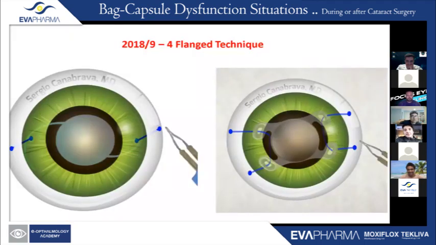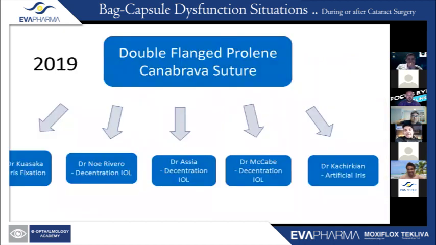Then, late in 2018 and 2019, I had the idea to do the four flanged, first with a single piece PMMA and then with a 4 eyelets foldable IOL. Then, why did it change the game? Only in 2019, more than 5 surgeons published different techniques using the double flanged suture.